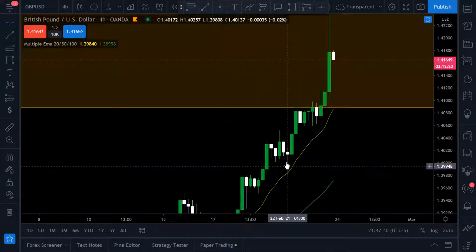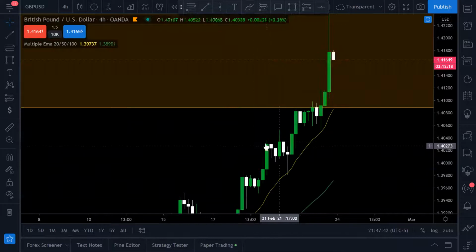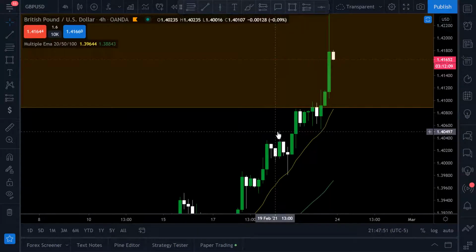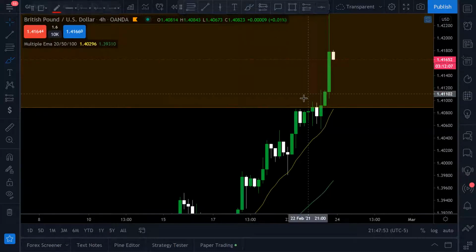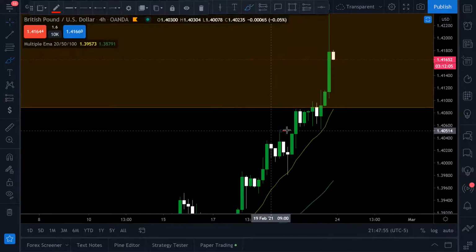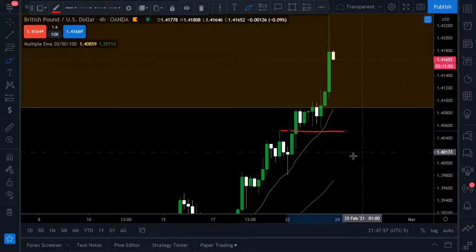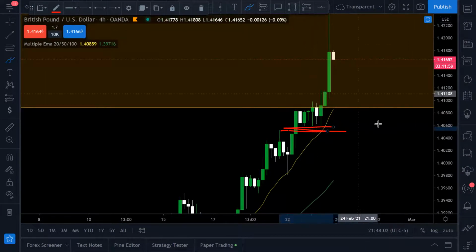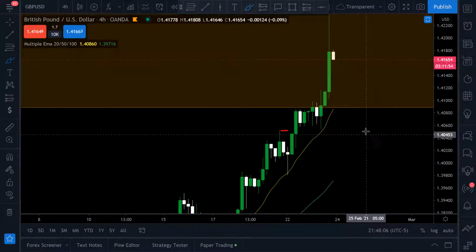All right. But you see how it made this resistance, found a support, came back, came up through there with another break, came back, had a perfect retest here. Had a perfect retest. Why is this thing acting all weird? All right. Had a perfect retest here, and then shot up from there. All right. Now, where is it going from here? That's the question.